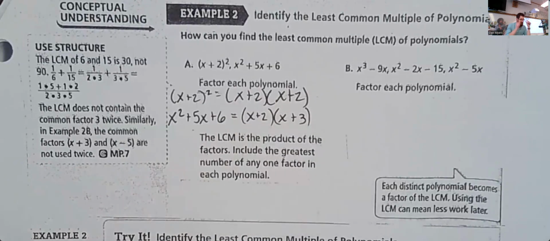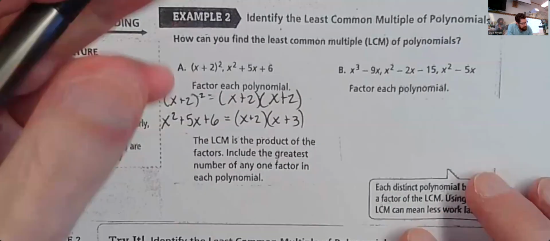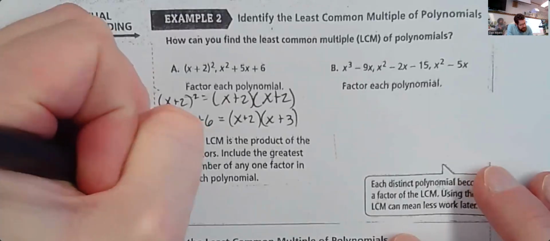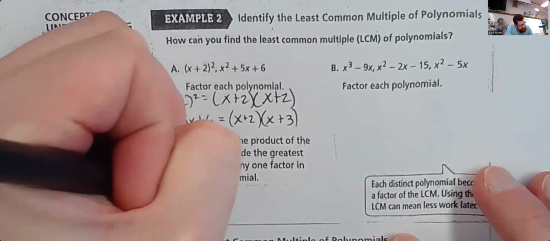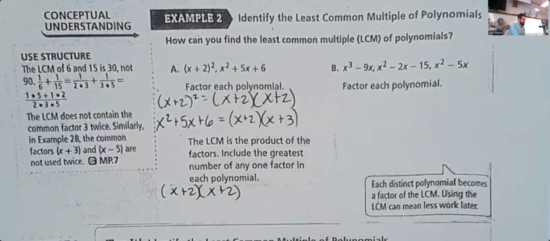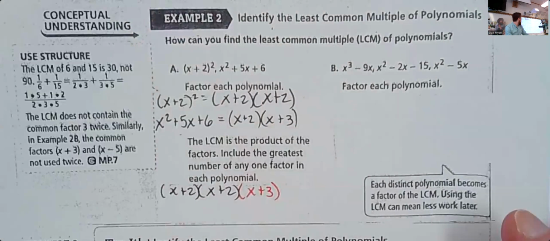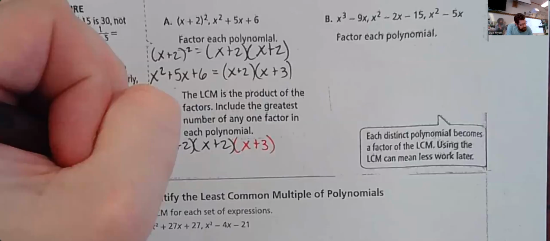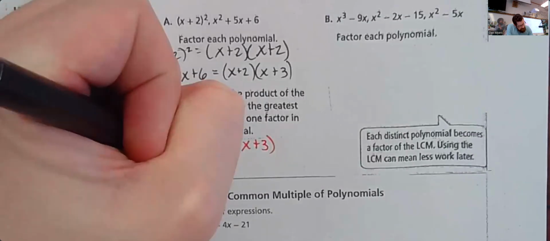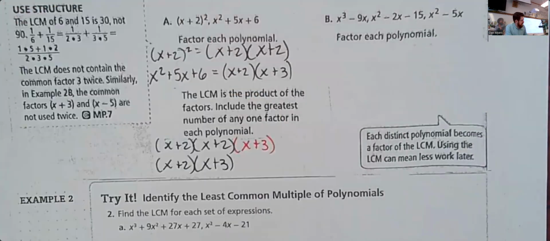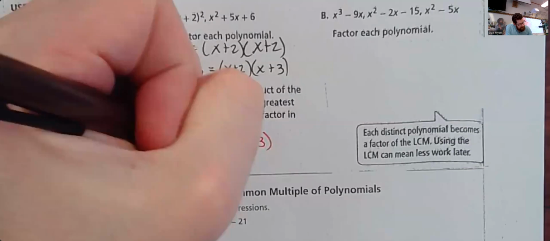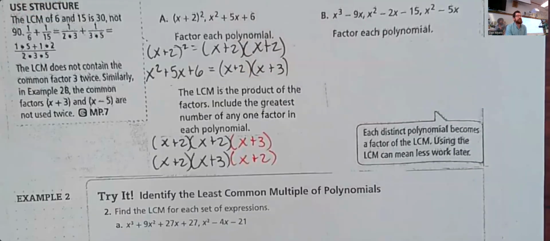So for the top one, we're going to say (x + 2) times (x + 2), and I'm going to put this in a different color to show you exactly what's going on with it, times (x + 3). And the one on the bottom, I'm going to write (x + 2) times (x + 3). And then in a different color, I'm going to multiply by another (x + 2).